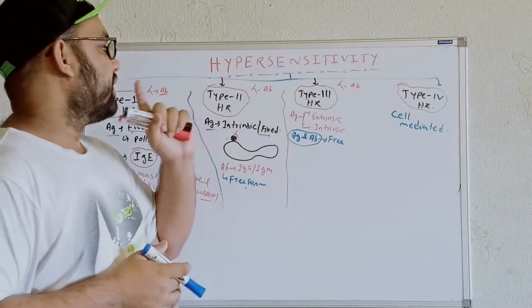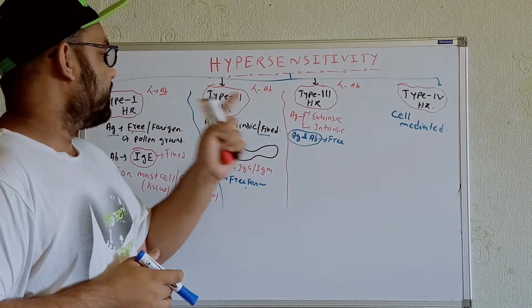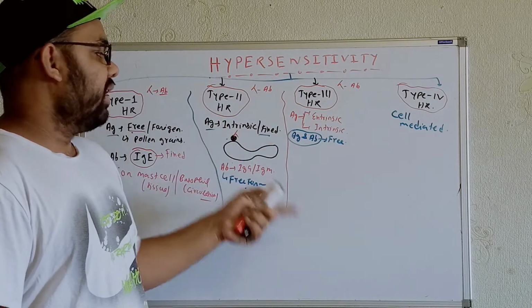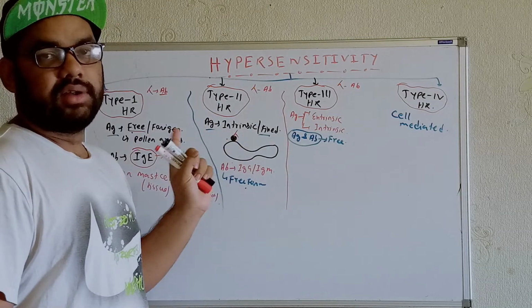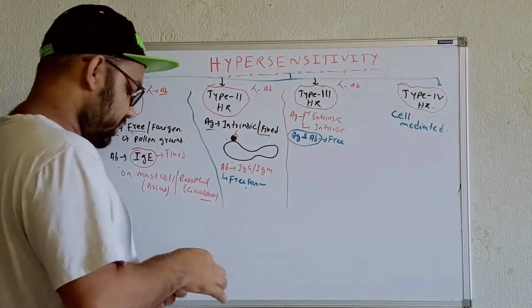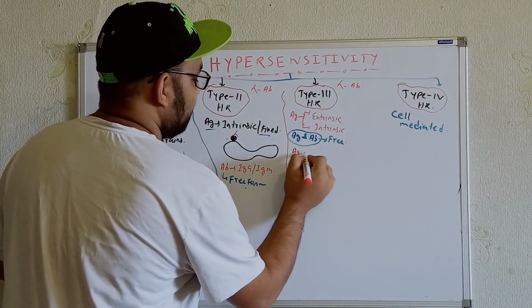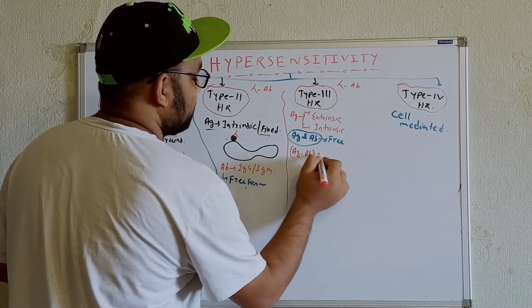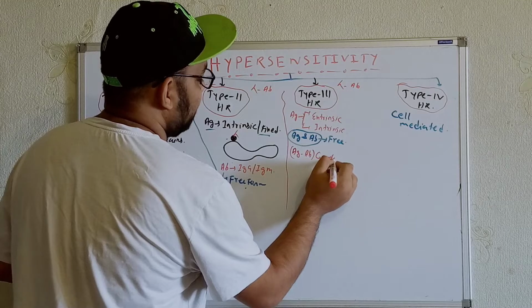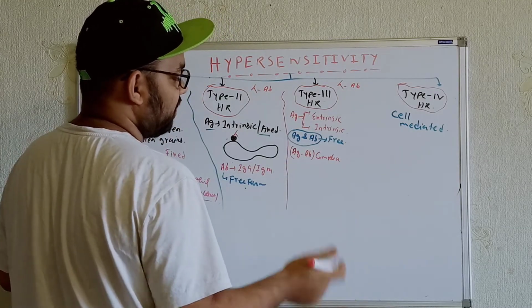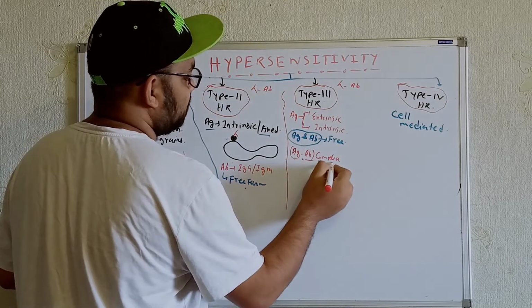So the main characteristic feature of the type 3 hypersensitivity reactions is that there will be formation of antigen antibody complex. That's the main feature over here. So in these cases we get antigen antibody complex formation. After that, they will get deposited on the basement membrane, for example, in the glomerular basement membrane, many tissues, others also as well.